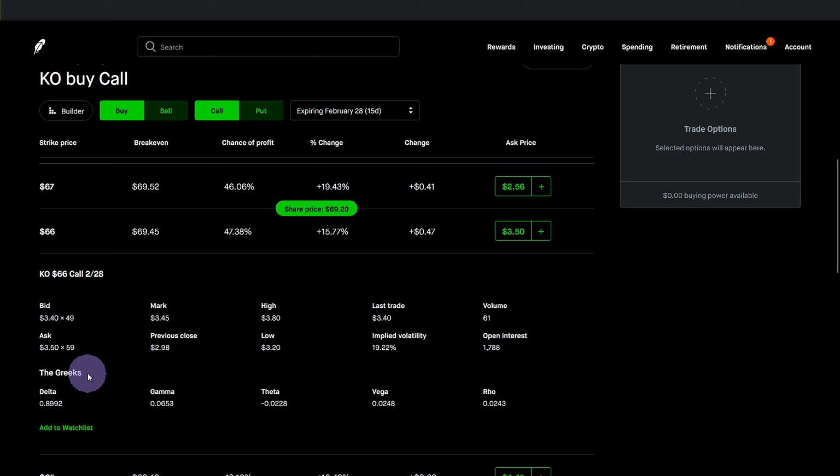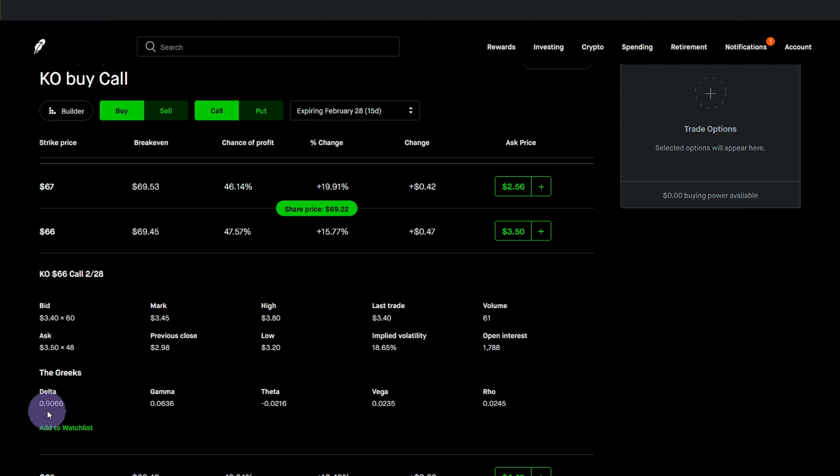Delta tells us that this contract is expected to, or should, gain or lose about 91 cents for every $1 that Coca-Cola changes in value. Now remember, options are sold in blocks of 100 shares, so you need to multiply this 91 cents by 100. So I'm paying a lot up front to buy this contract, $350. And I'm getting a lot of movement. I'm getting 91 cents per $1 that Coca-Cola changes in price.